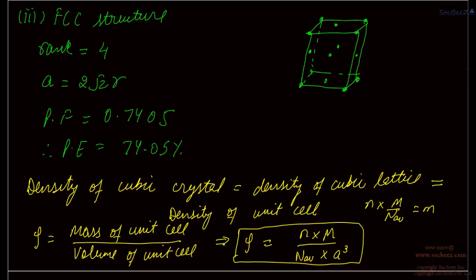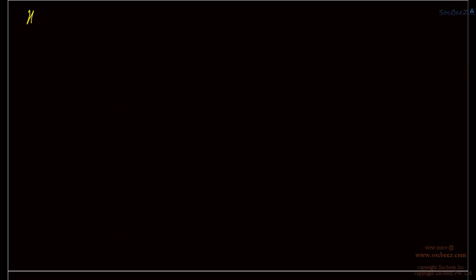Now let's study the hexagonal primitive structure. This hexagonal primitive structure is arranged somewhat like this.